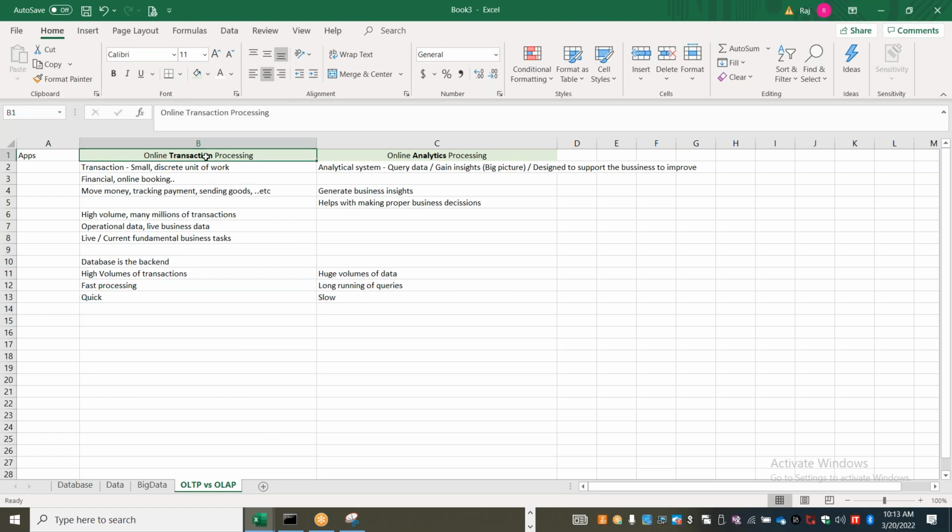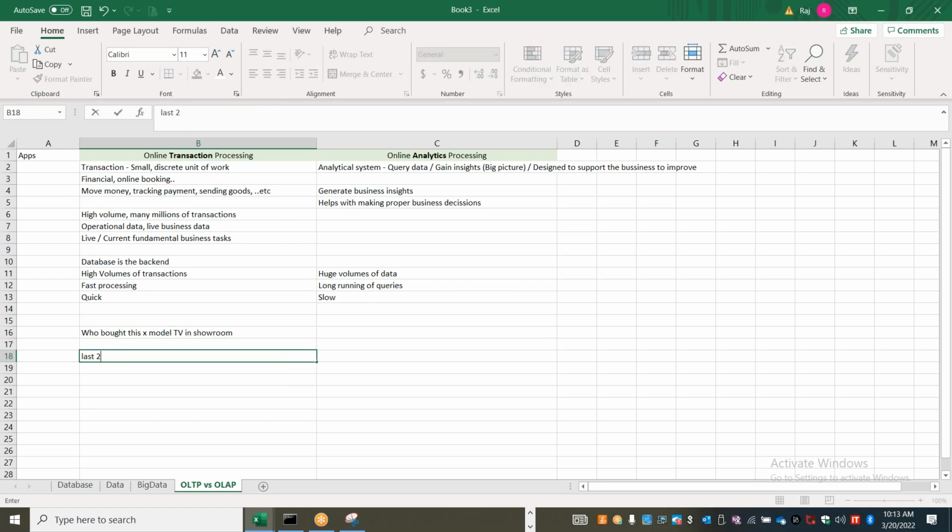And for an OLTP application, if I'm going and running a query, who bought this X model TV in this showroom? This is a straightforward query, right? This can be answered in just a second. Even if I ask what my last 3 months transaction statement is, it will be able to provide it in a minute or two.